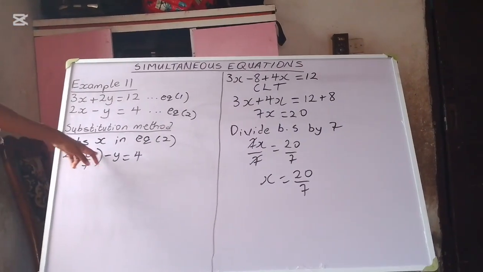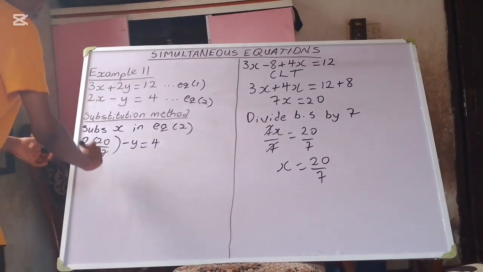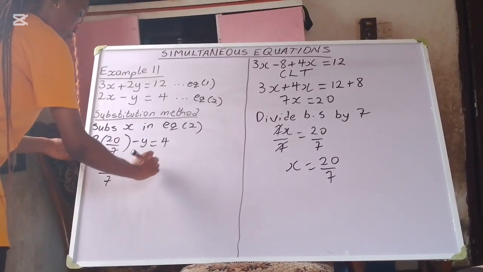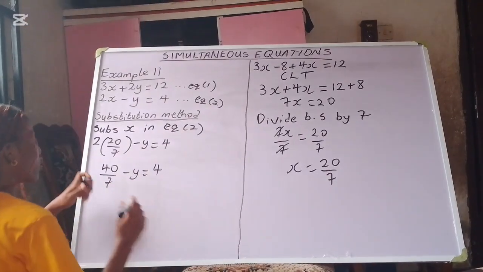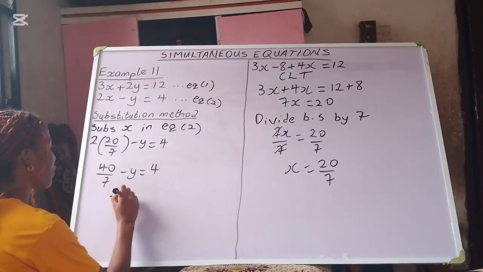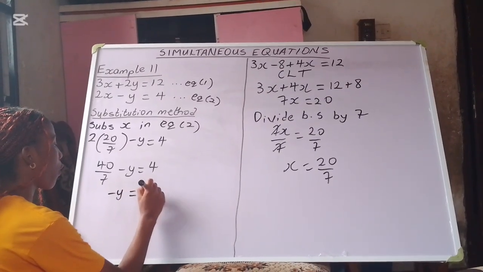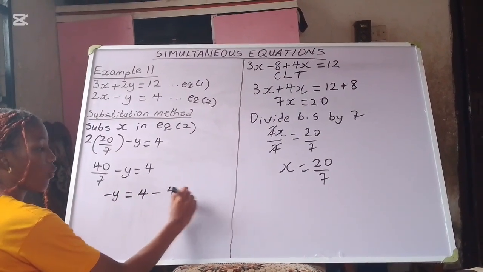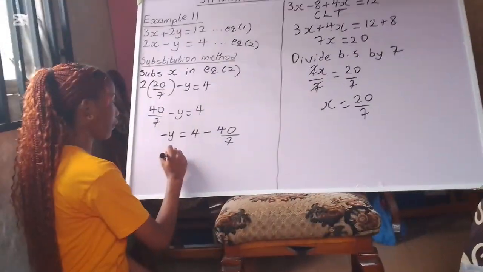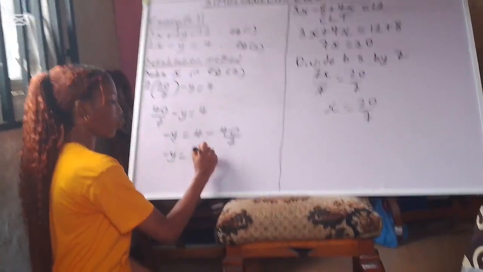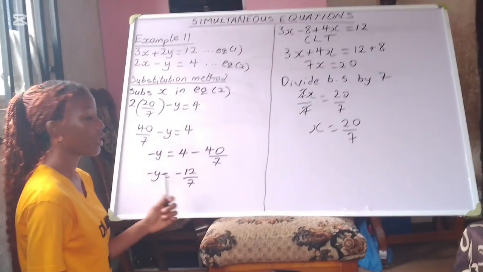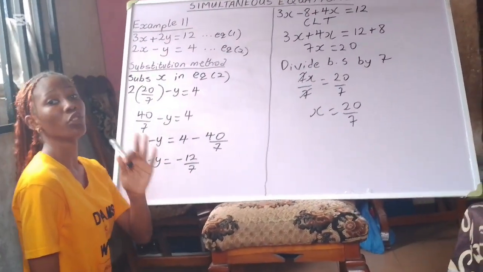2 multiplying 20 over 7 will give us 40 over 7 minus y equals 4. So this means to collect like terms, we'll move this 40 over 7 to the other side. So this means that our negative y is equal to 4 minus 40 over 7. This is going to give us negative y equals minus 12 over 7. Now, as you can see, both sides have a negative. We don't need a value of negative y, we need a value of just y.